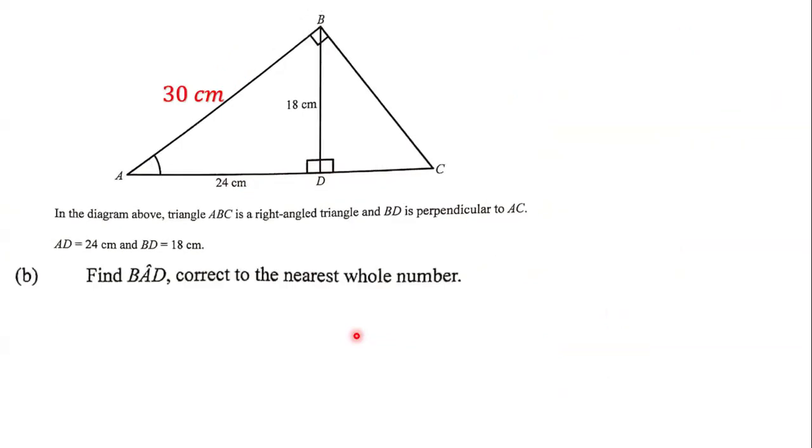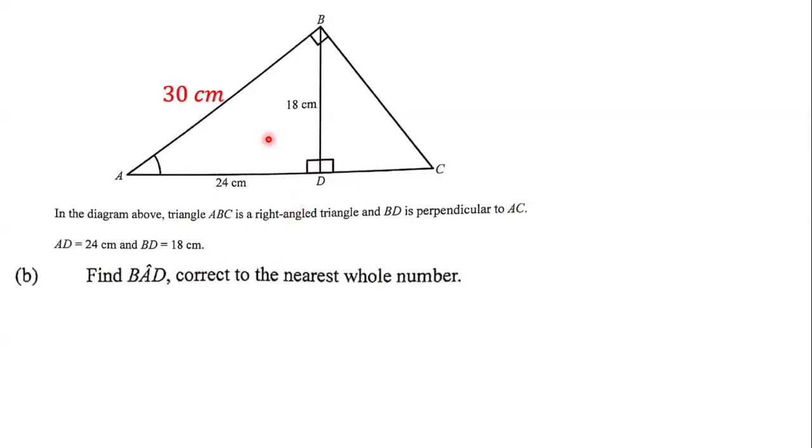Next, we have to find BAD, correct to the nearest whole number. Now, BAD is an angle. And so they really want us to zero in on this angle that's in the middle, angle A. We have to find the size of angle BAD, and we have to write our answer correct to the nearest whole number.